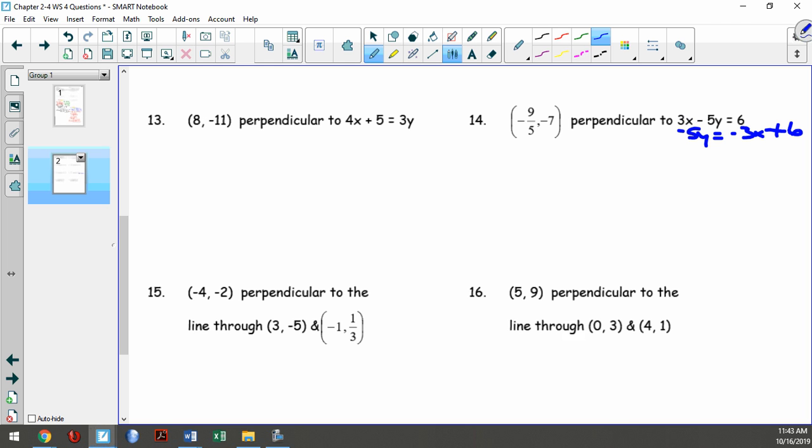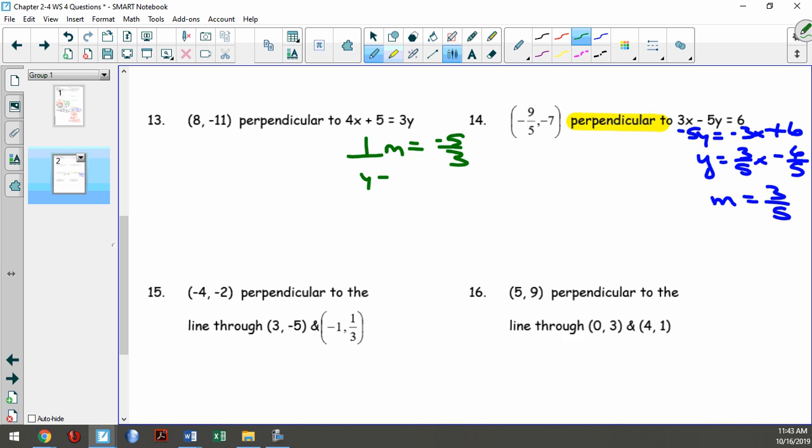Divide everything by negative 5. So y is equal to positive 3/5 x minus 6/5. Do we see that? What is the slope in that problem? The slope is going to be 3/5. Now, what do I want to find? The perpendicular. So what is the perpendicular slope? Negative 5/3. Do we all see that?